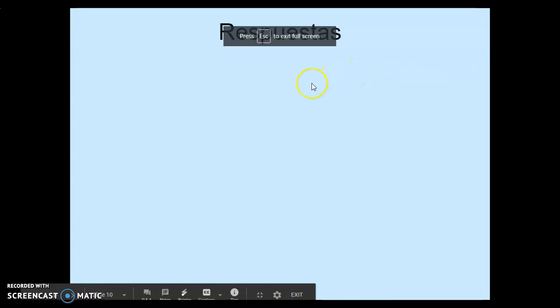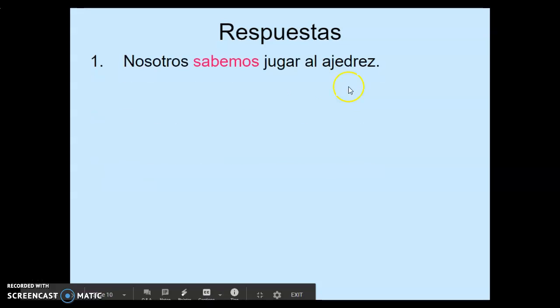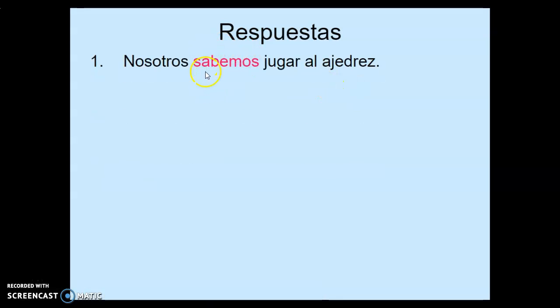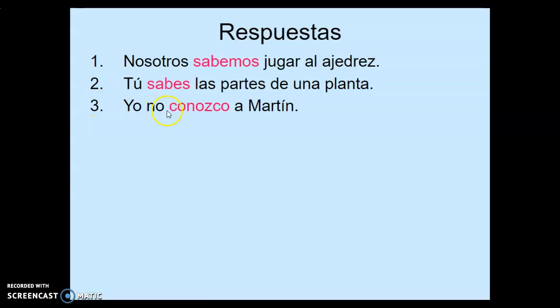Okay, vamos a ver las respuestas. So, primero, nosotros sabemos jugar al ajedrez. So it's a skill to play chess, and we know how to do that. Tú sabes las partes de una planta. So you know the parts of a plant. That is information. Yo no conozco a Martín. So I'm not familiar with him. I have not had the experience of meeting him.